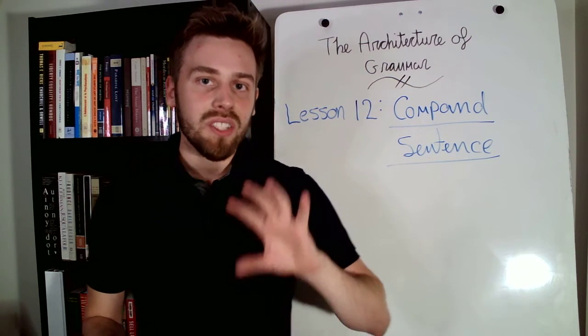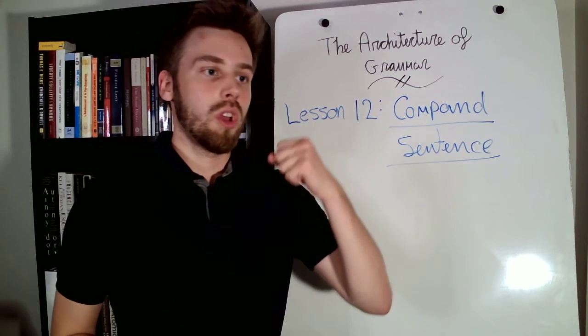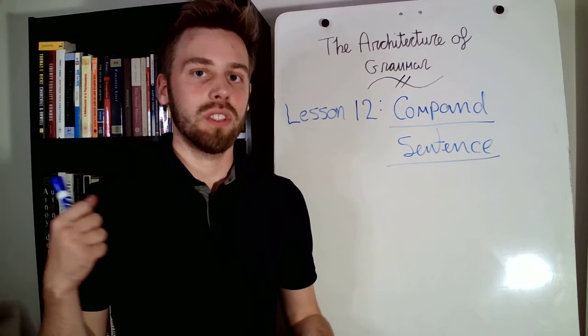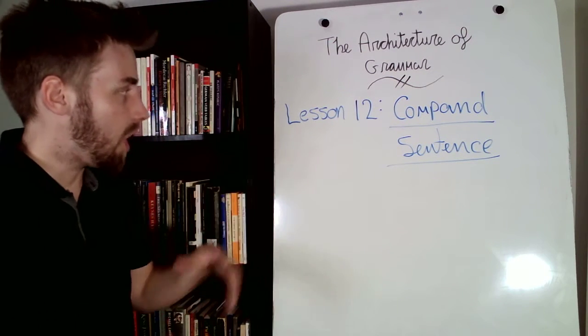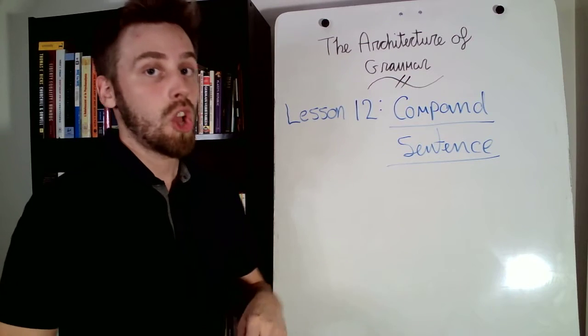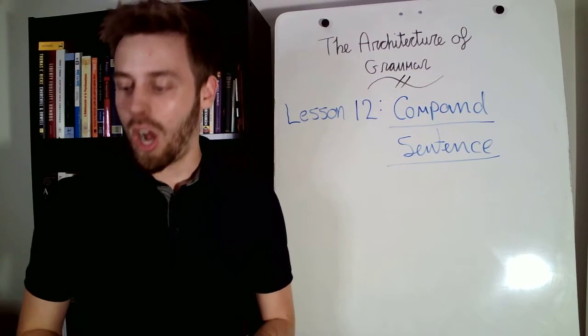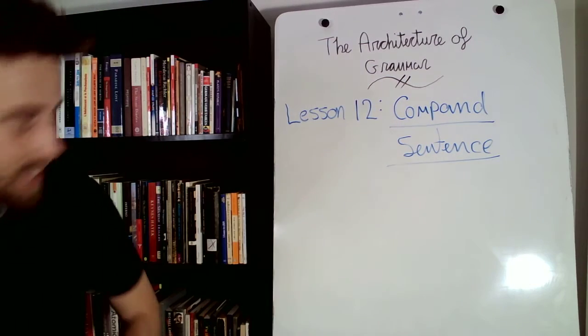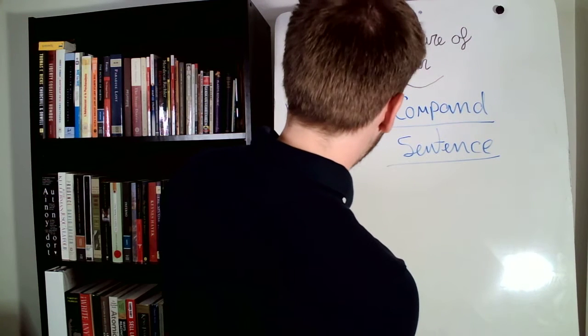So in the last video, we talked about how a complex sentence has one dependent and one independent clause. Well, in this video, we're talking about a compound sentence, which has two independent clauses and no dependent clause. So again, we have to go back to the who and the what.